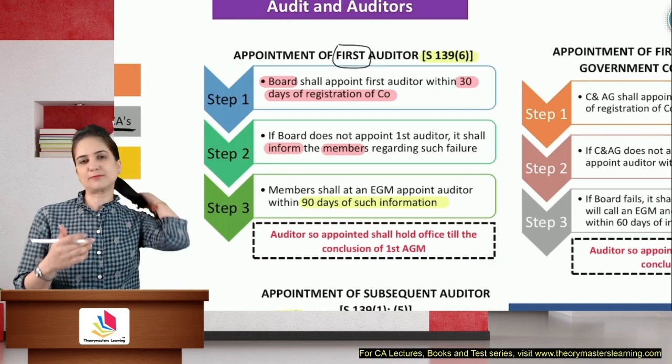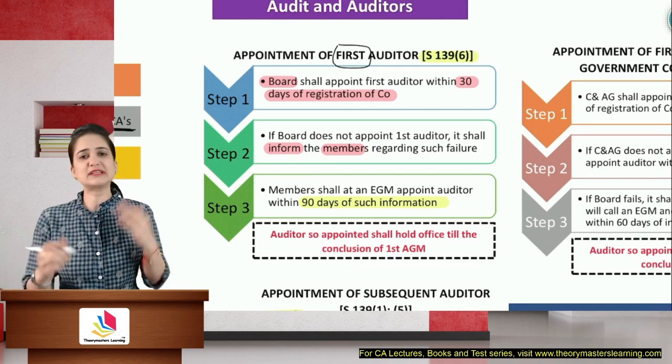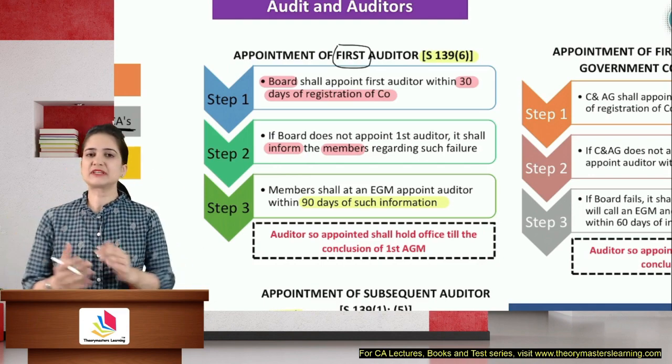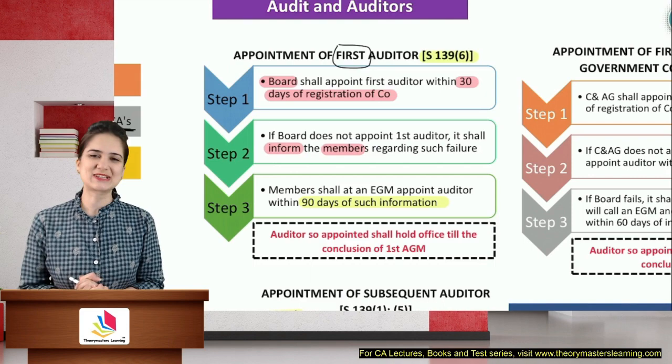So let us revise it. Board of directors will appoint the first auditor within 30 days of registration of the company. In case the board fails, they will inform the members, and the members, after receiving this information, will call an extraordinary general meeting and appoint the auditor within 90 days of information.